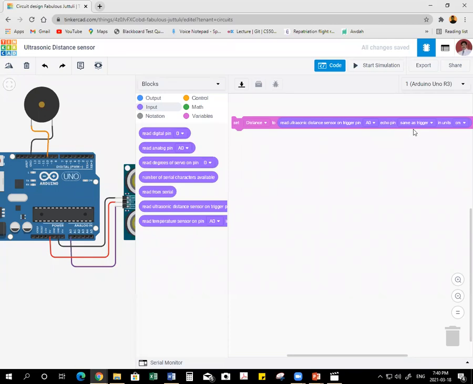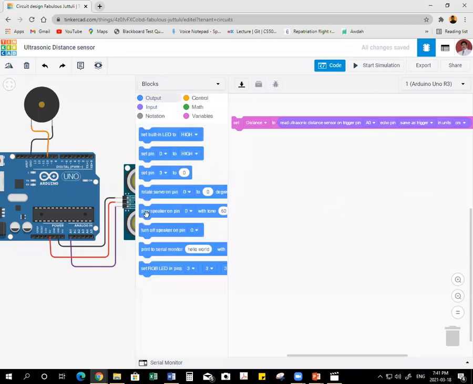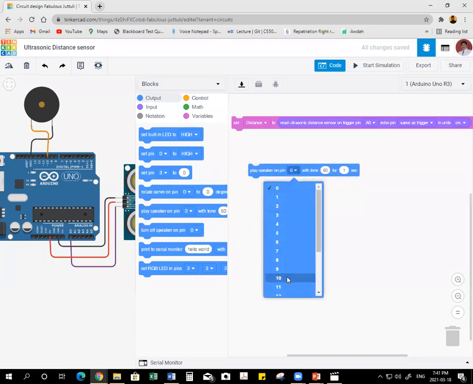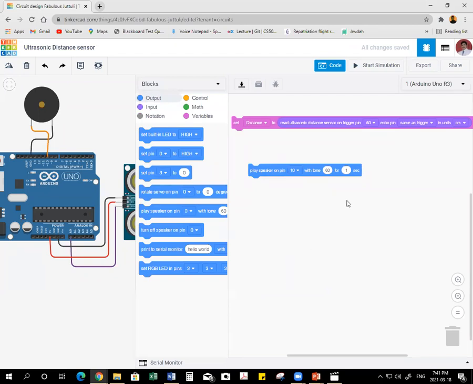E0 is the echo pin, same as the trigger. You can measure in centimeters or inches. We'll see centimeters first. Same as the trigger, it shows how much input it is giving. Now we need to play the speaker, so output. Play speaker on pin number 10.